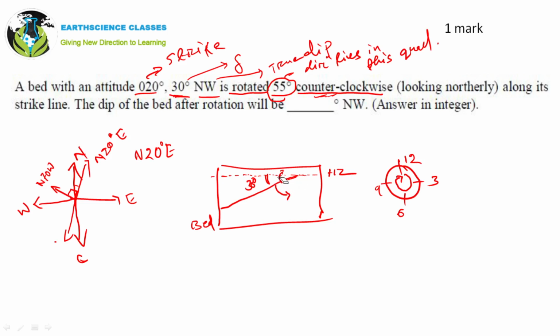Yes, this is the bed. So you have to rotate in the anti-clockwise direction, right? Anti-clockwise, how much? 55 degree. So this is the new position of the bed, right? Suppose this is the bed, and this is the bed's new position, right?